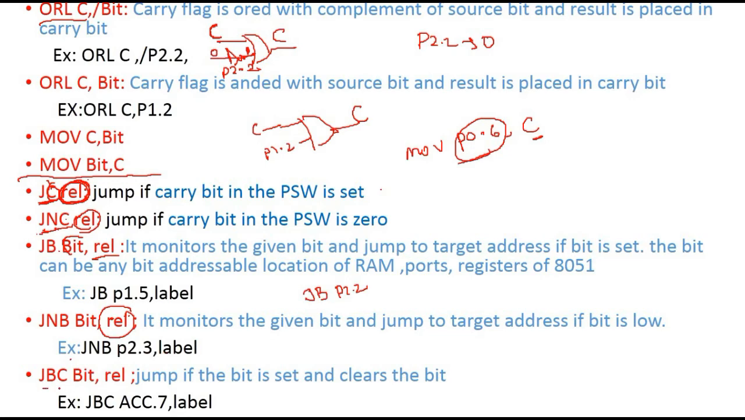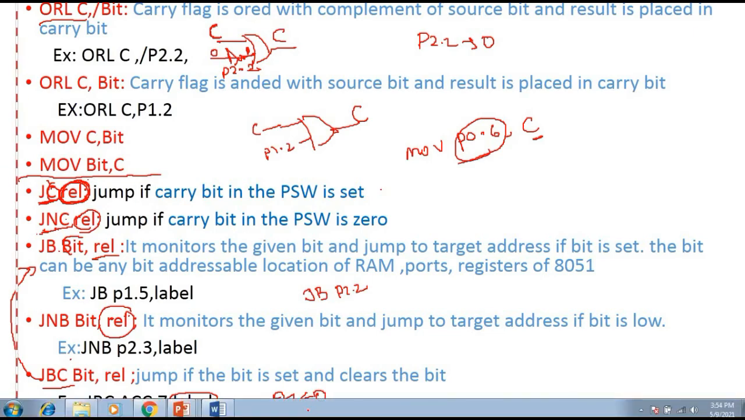Here, JBC. There is a difference between JBC and JB. JB just checks whether the bit is set or not. But JBC checks the bit, and if the bit is set, it goes to the relative address and also clears that particular bit. That is, jump if the bit is set and also clear the bit. We can use JBC ACC.7, label. It will check the D7 bit of the accumulator. If it is set, it will move to this label, whatever address is given here, and it will also clear the D7 bit of the accumulator.